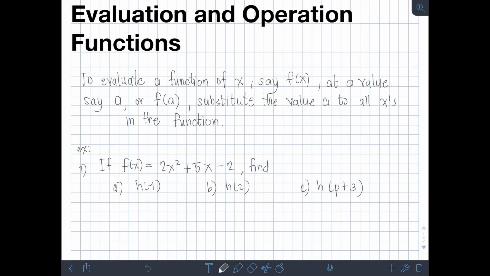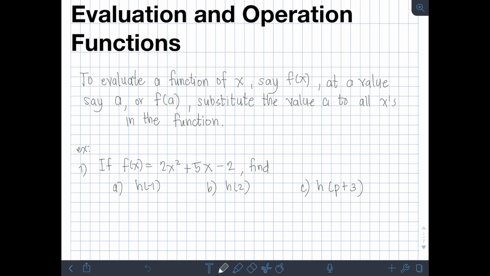Okay, so meron na akong video about functions and relations as well as domain and range of functions. So kung di nyo pa yung napapanood, ay ililink ko na lang para ma-check nyo. So ngayon ay tuturo ko naman sa inyo kung paano mag-evaluate at kung ano-ano ang pwede nating maging operation sa functions. Okay, so let's start.